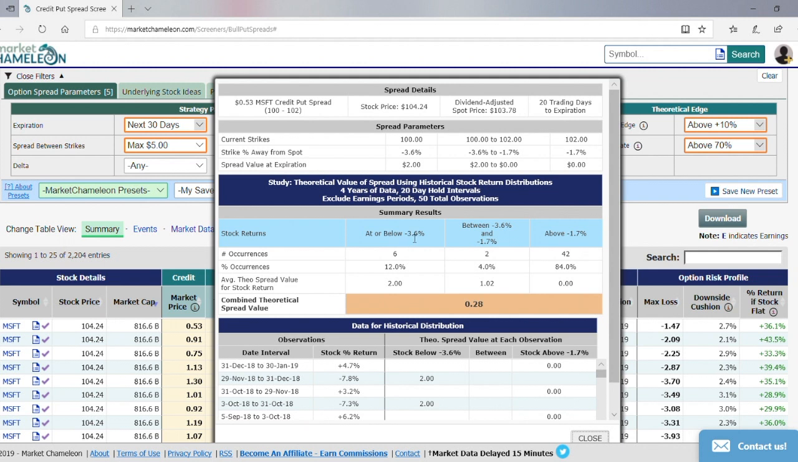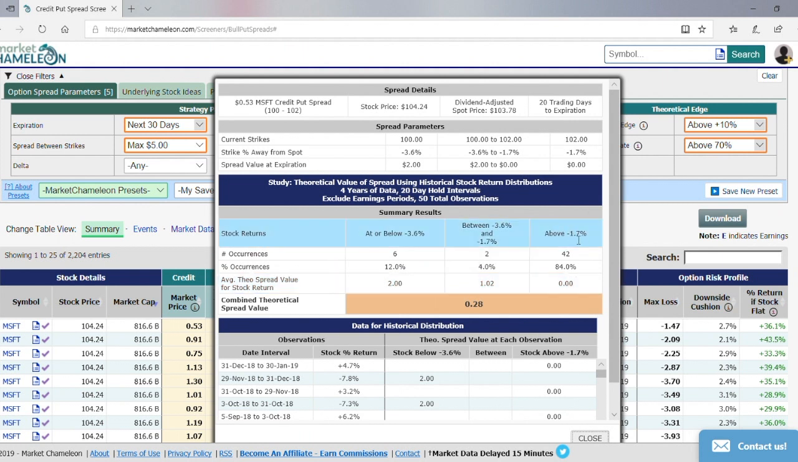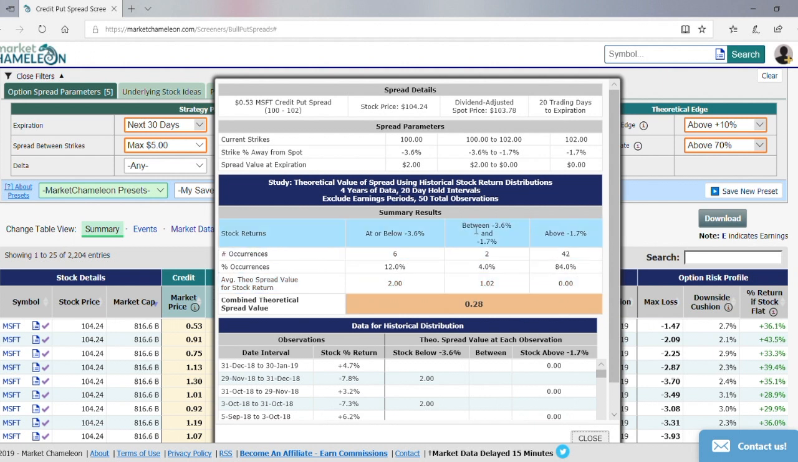Microsoft finished 3.6% or lower in our 50 observations a total of 6 times, which is 12%. So that would have been worth $2. Then above minus 1.7%, that occurred 42 times out of the 50 observations, or 84% of the time, and that would have been worth $0. And then between minus 3.6% and minus 1.7%, that occurred 2 times, or 4%, and then we took the averages of those, and that would have been worth $1.